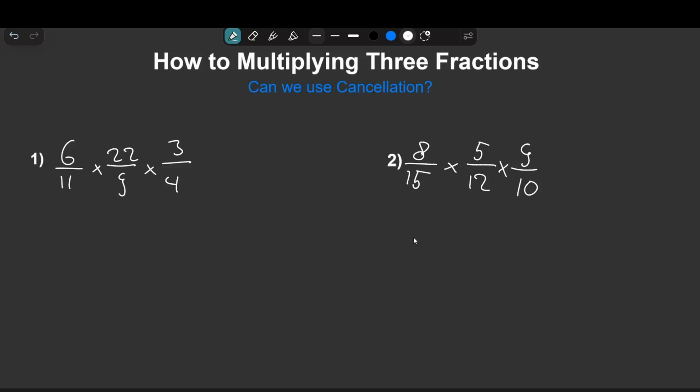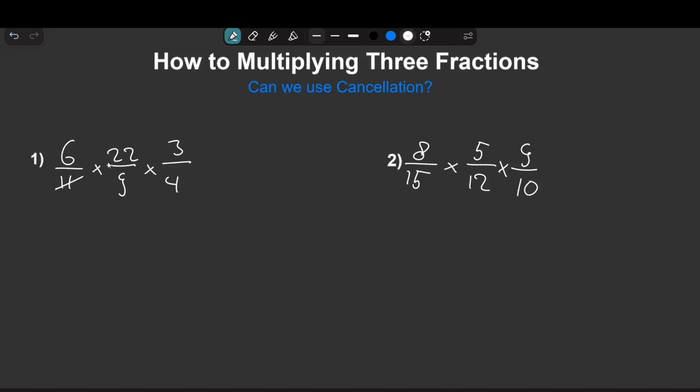So when it comes to multiplying three fractions, in my opinion the best way to do these problems is to use cancellation, because that's going to make the problem a lot simpler and easier to work through. So, for the first example, we are going to use cancellation. If we don't use cancellation, we have to do 6 times 22 times 3, and we will get a very large number which we have to simplify, and that's just going to take too long and it's going to get too difficult when it doesn't have to be this difficult. So we're going to use cancellation for this one.